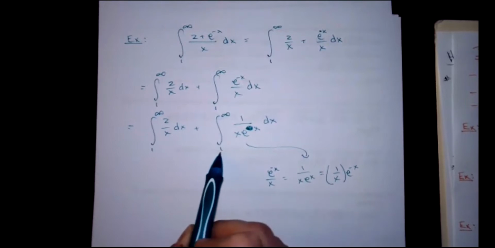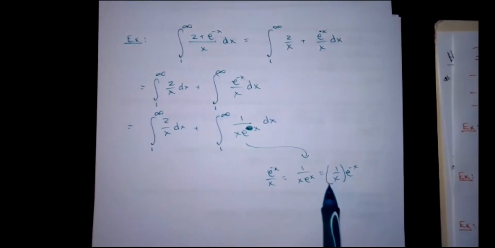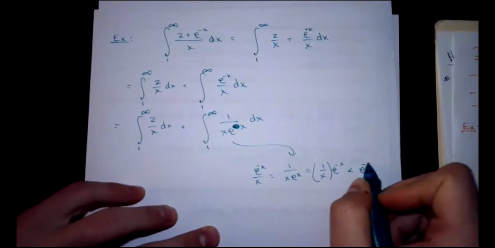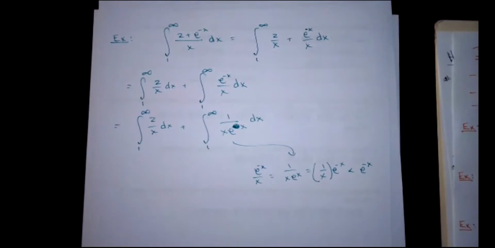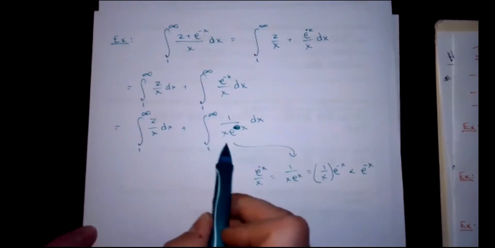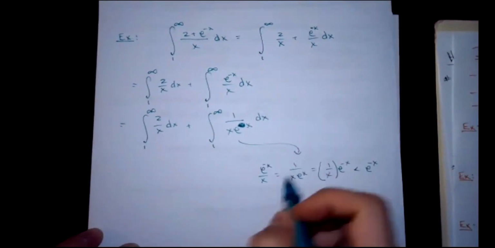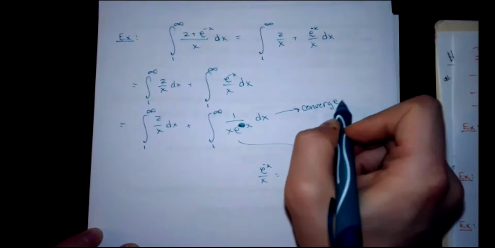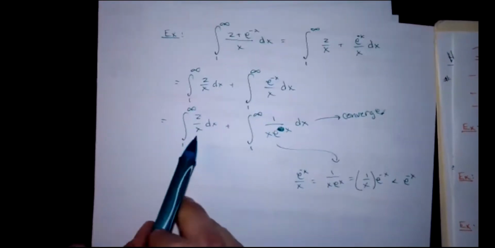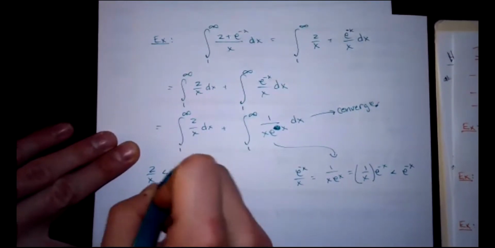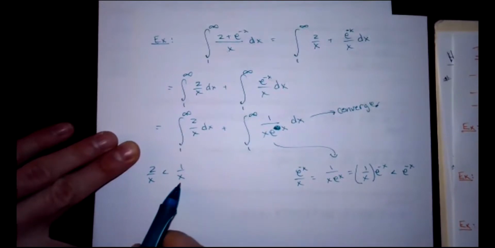So since x is always bigger than 1, what happens if I have 1 over x? It's a smaller number. So this guy is going to be smaller than just e to the minus x. So since this function here is smaller than e to the minus x, this guy will converge. But what's going to happen with this guy? Here I know that, well, 2 over x is less than 1 over x. And I know that this guy diverges.